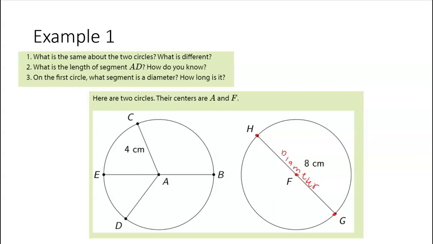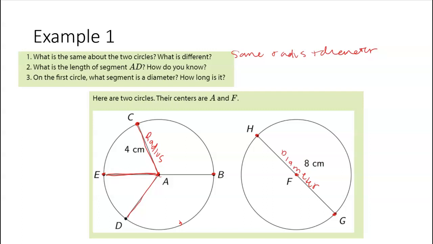Well, we know that we have a diameter, but we don't know what its length is. But we do see that we have a radius here. What we know about radii and diameter is that the diameter is twice a radius. So if this is a radius of 4, then the diameter would be another 4, which would be 8. So they have the same radius and diameter. The only difference is that this circle has more radii drawn, but that's the only difference.